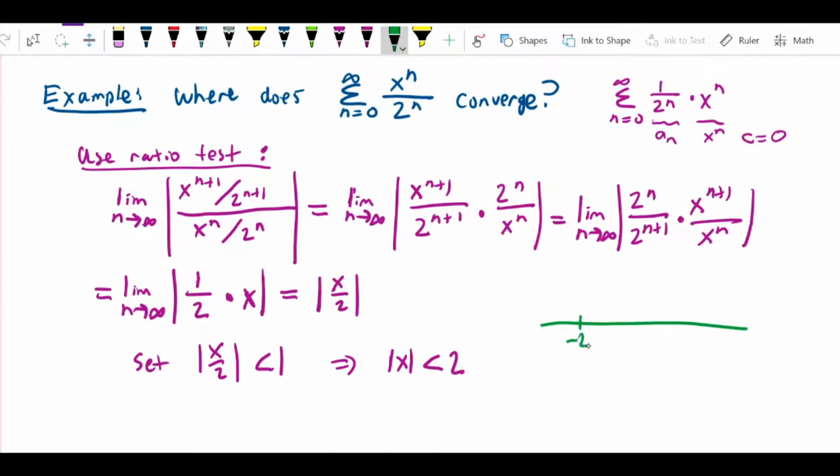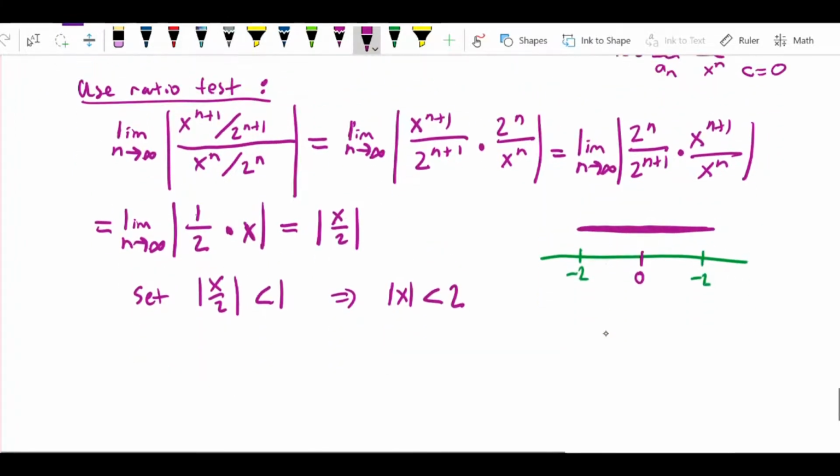Absolute value of x is less than 2 means that we're looking for this interval. And of course we know that power series always converge in an interval that has the center of the series at the dead center of the interval. We know that the center is 0, and that's exactly what we see here. The interval is -2 to 2. So what we know at this point is that the series converges for at least x values that are in that interval. What we don't know is what happens at the endpoints. So now we want to test the endpoints separately.